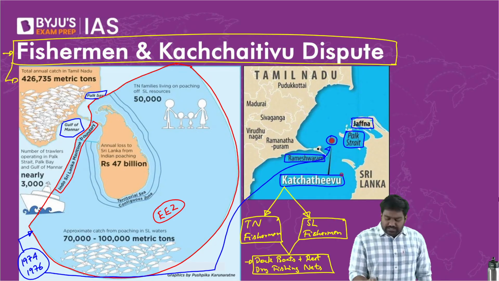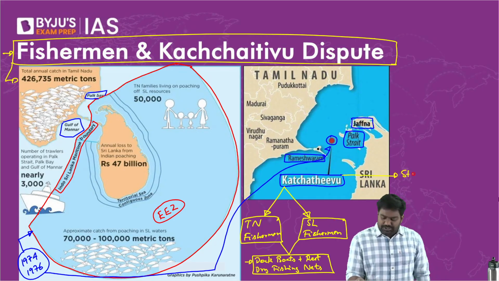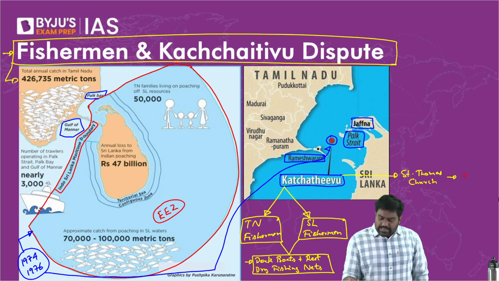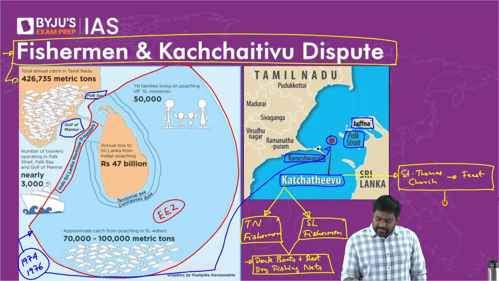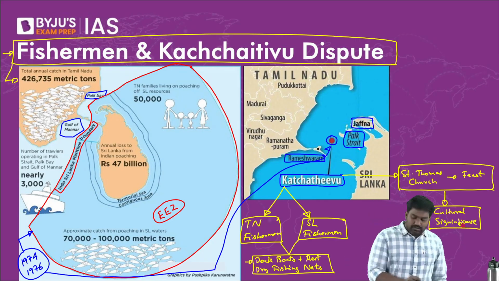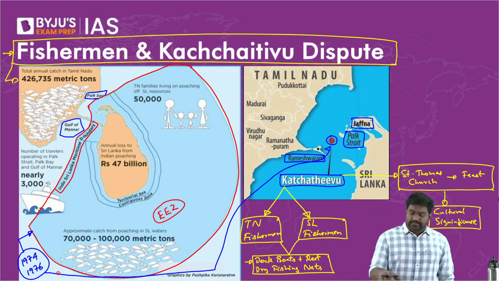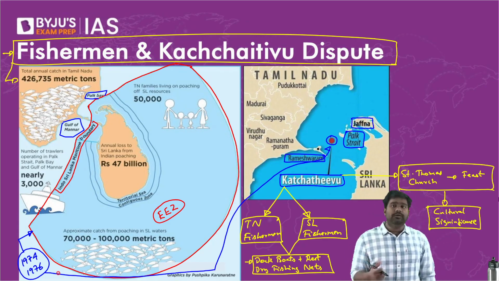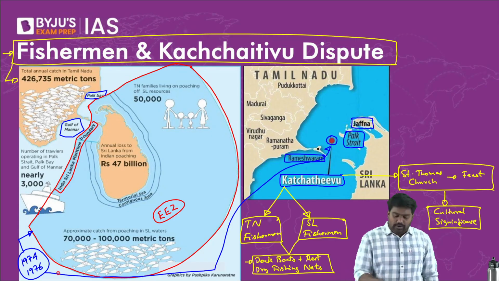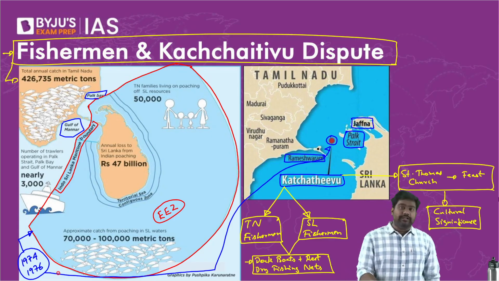Apart from that, Kachativu is home to a very important church, the St. Thomas Church. And there is an annual fest which happens here, which is of great cultural significance for the Christians on both the sides. Number of fishermen, in both India and Sri Lanka, in this region, most of them are Christians over here. You have Hindus and Muslims as well, but a lot of them have converted to Christianity.